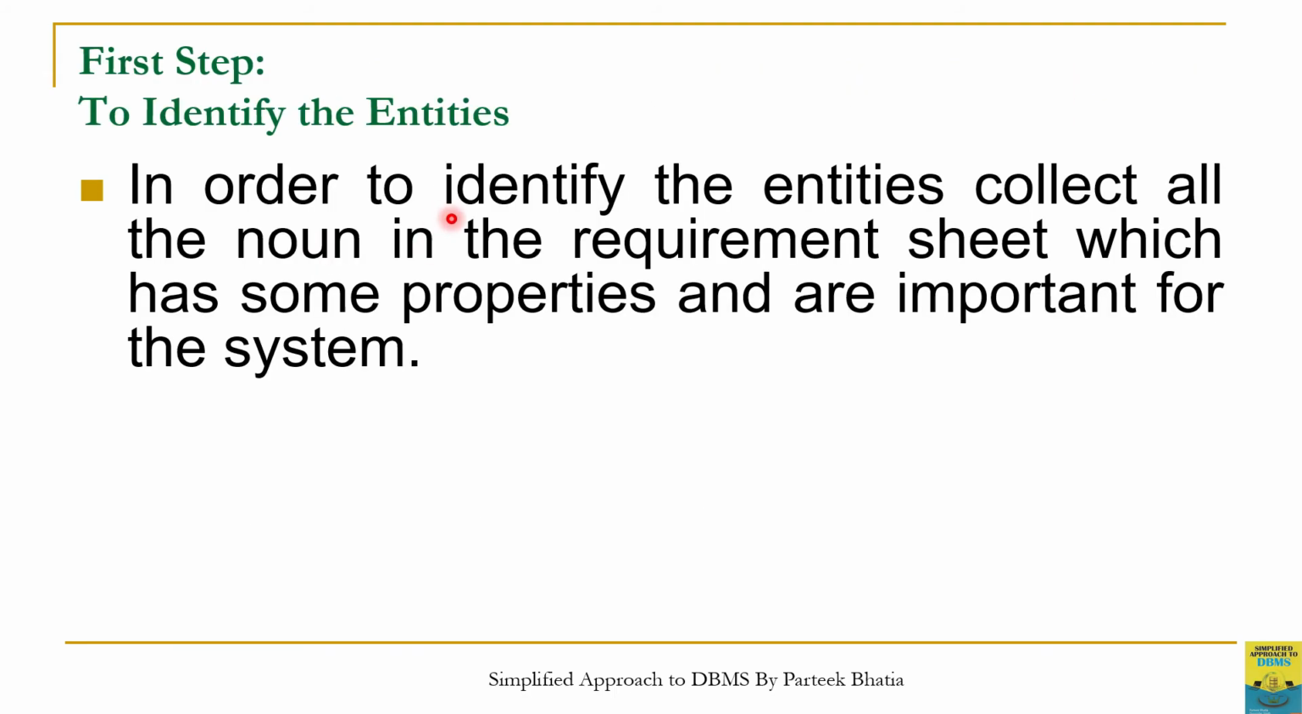Now, in order to identify the entities, we have to collect the nouns in the requirement sheet. Entities are actually nouns in the requirement sheet which have some properties, and these nouns play an important role in the system. So let's read that point again. In order to identify the entities, collect all the nouns in the requirement sheet which have some properties and are important for the system. So in the first step, we have to collect all the nouns in the requirement sheet which have some properties, and those nouns should be important for the system. So let us perform this step on the given requirements of the university management system.